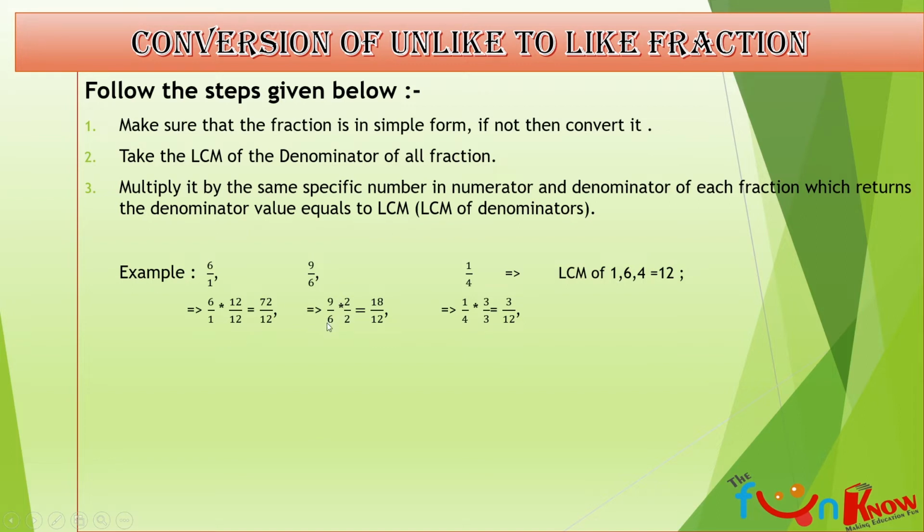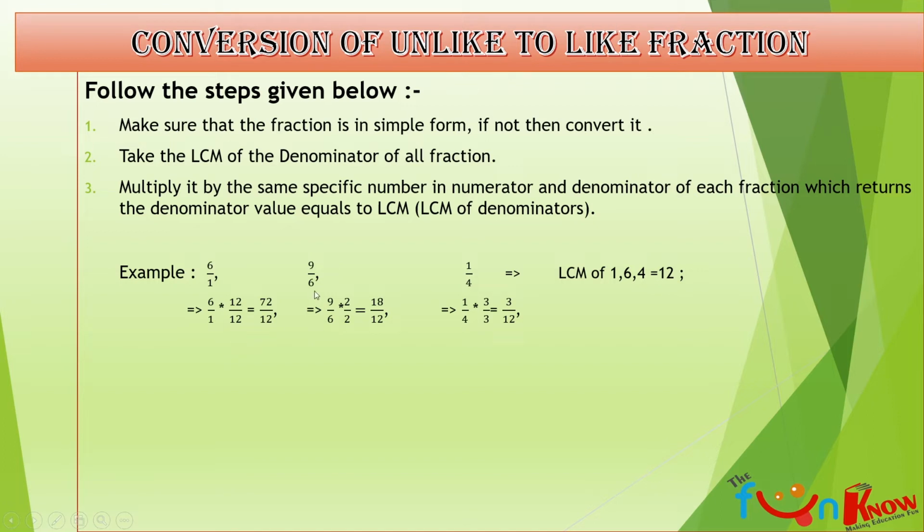Here we are multiplying 6 by 2, so we are multiplying by 2 to the numerator and denominator. Here it is 1 by 4. So 4 3s are 12. That's why we are taking 3 and multiplying 3 to the numerator and denominator, and we are getting 3 by 12. I hope you are understanding, students. This is how we can convert an unlike fraction to a like fraction.